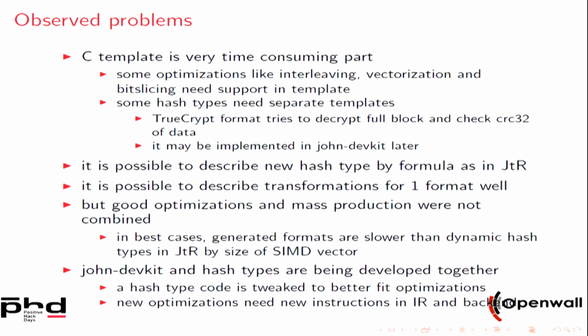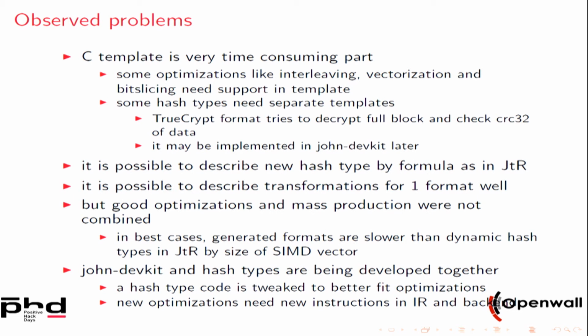During this process of development, it turned out that the hardest part was to write that template in C, because it would have to support features like vectorization, bit slicing, interleaving. On the other hand, we were forced to create new templates because we had TrueCrypt hash, for example.